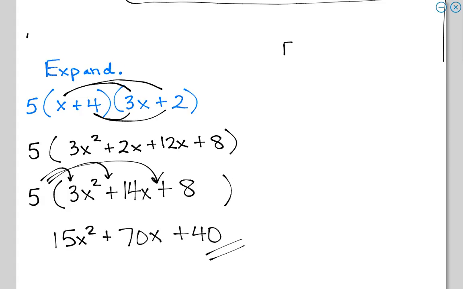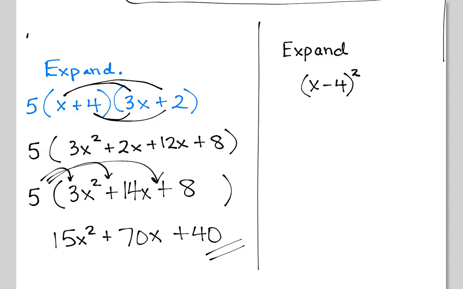Now one more that can mess students up pretty big time. It's this one here. This one can mess people up pretty big time. This is what your gut instinct wants you to do, and it's not true. Even though that's what you want to do. Like, what's the square of x? X squared. What's the square of negative 4? 16 positive. That's not true.